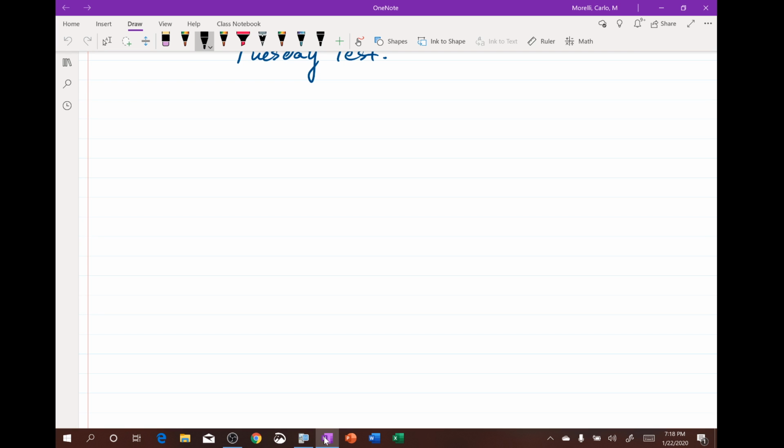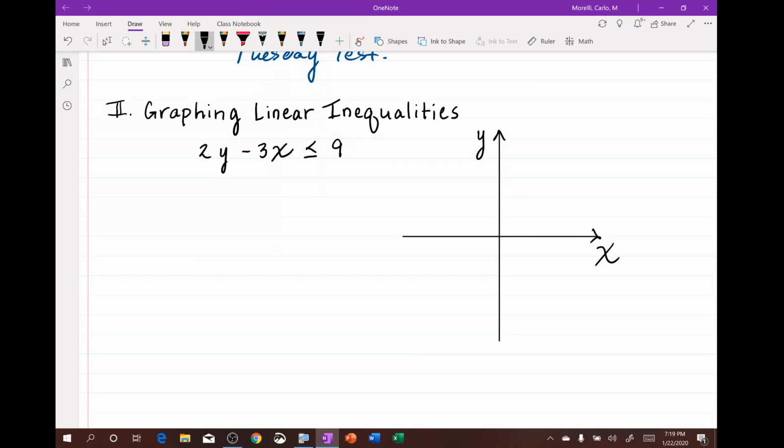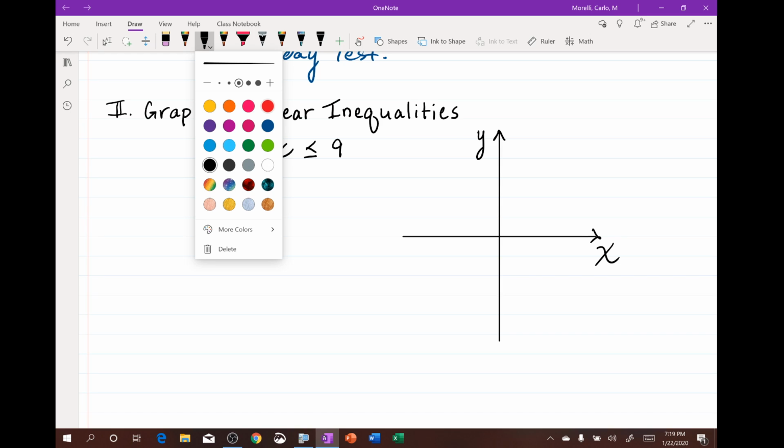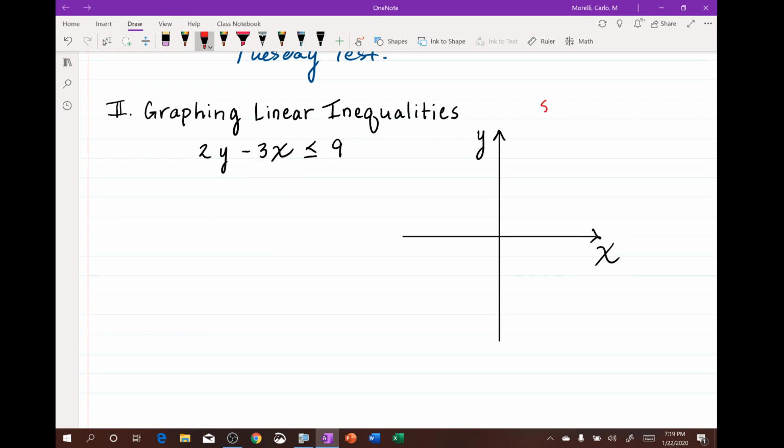Okay, so now what we want to talk about is graphing linear inequalities. So we'll call this section 2, graphing linear inequalities. Okay, so right away we need to put it in slope-intercept form. Quick reminder, this is a big one, guys. Slope-intercept form, which we'll just abbreviate slope-int, is y equals mx plus b.